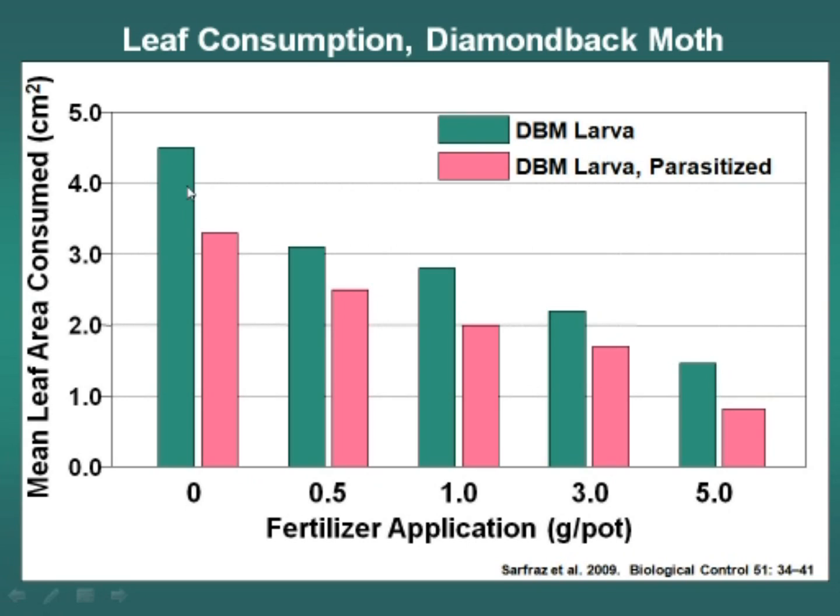This graph shows some results of research with diamondback moth and feeding that they performed when they weren't parasitized compared to when they were parasitized. And regardless of the fertility level of the plant, the larvae still ate more leaf material when they weren't parasitized compared to when they were parasitized. So they not only kill their hosts, but they also cut down on the amount of feeding that those individuals are doing.